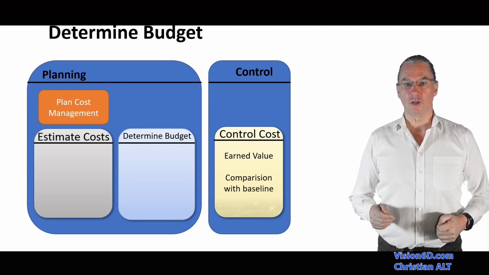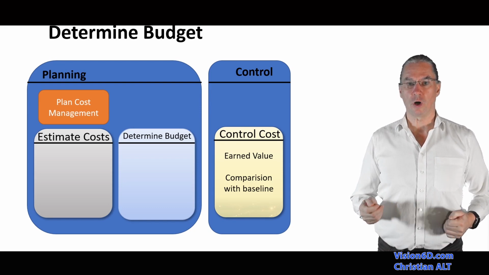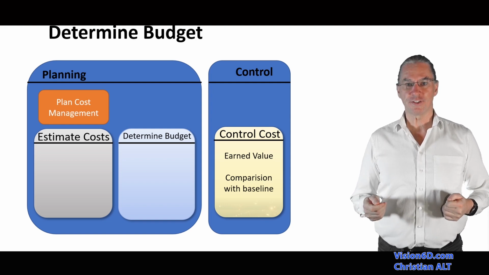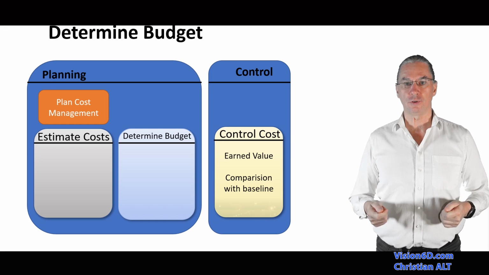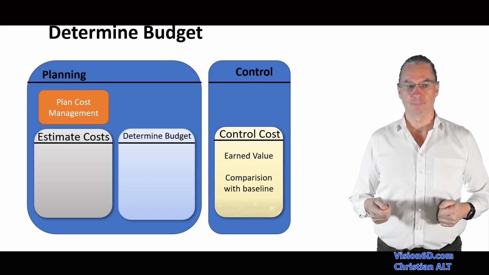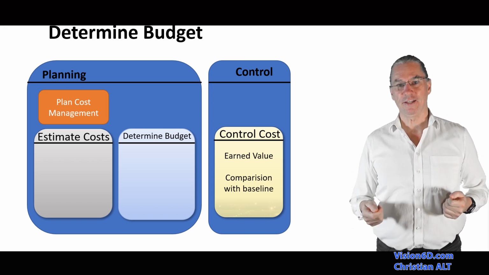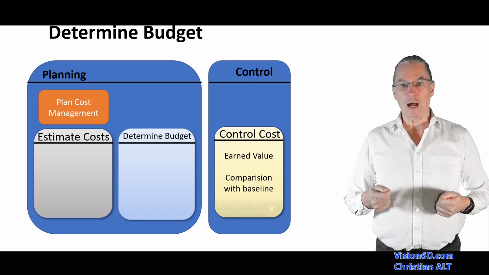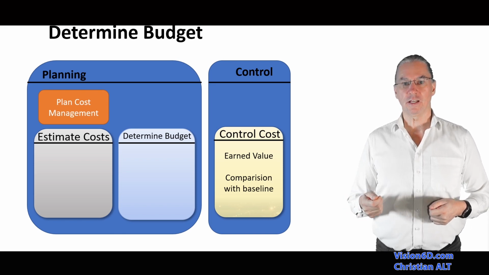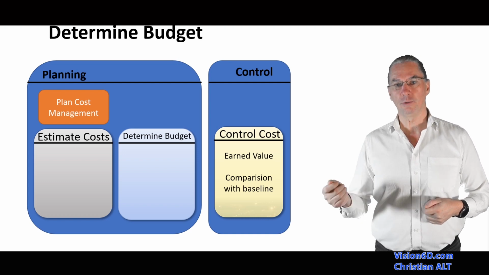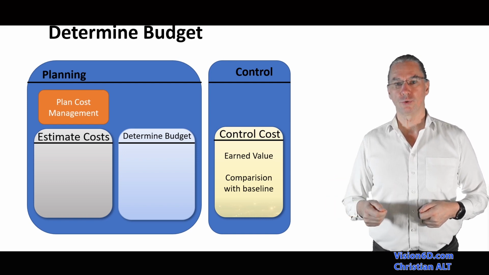Determine the budget is a process which is part of the group of processes which is called the planning. So when we are doing the planning of a project, it's not just the schedule, but it is also the budget, which is part of the planning. In that group, you also find estimation of the cost and the cost management plan. The output of this, the baseline, is used in another group of processes which are part of the control group, and this will be used all its way through the project.